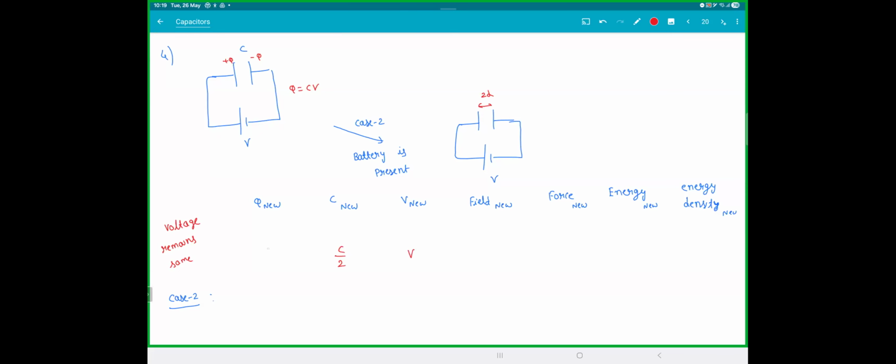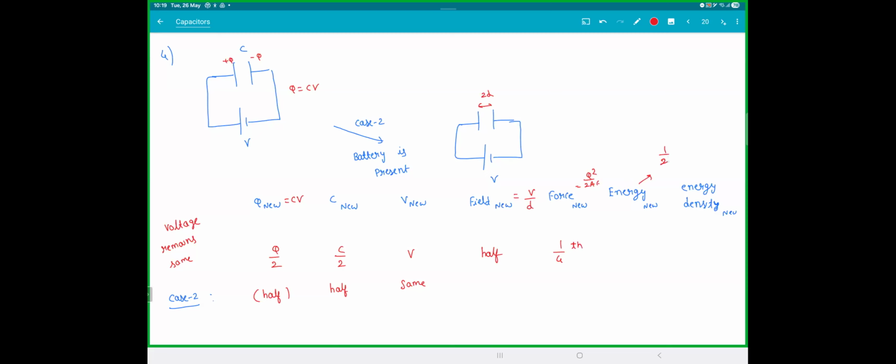Same story. The charge Q is equal to CV, so this becomes Q/2, half. Field is potential difference by distance. Potential difference is same, distance became double, so this becomes half. Force is Q²/2Aε. Charge became half, so this is 1/4.